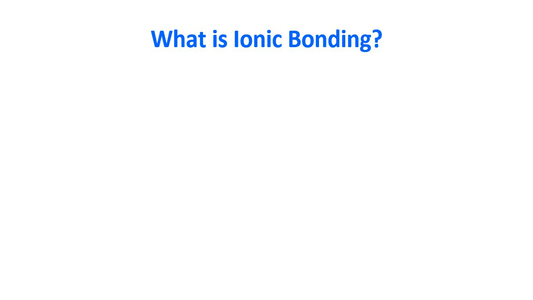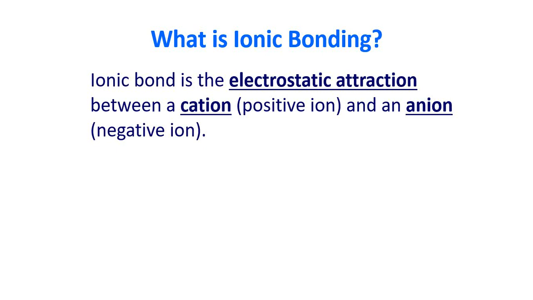Bonding. Okay, so first things first, you need to know what is ionic bonding. This could be asked as a definition. So ionic bonding, or an ionic bond, is the electrostatic force, so that's a key word, between positive and negative ions. The word electrostatic just means a force of attraction between positive and negative ions. Okay, so it's between a cation and an anion, which is called a negative ion.